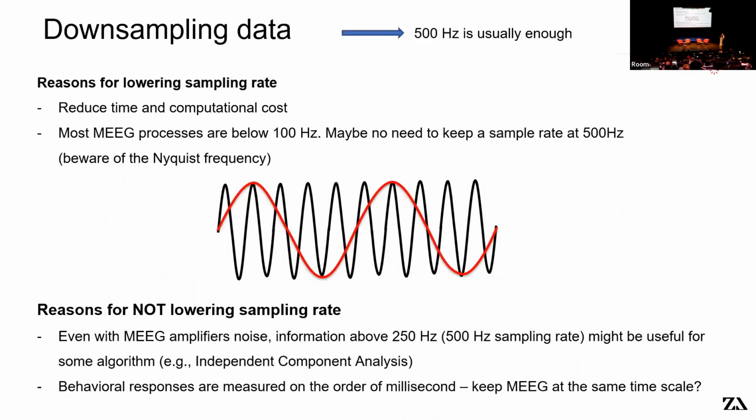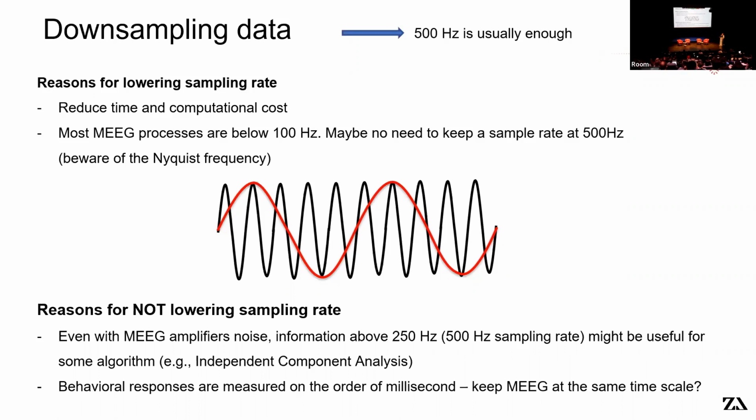Then you might want to downsample your data. So why would you want to downsample your data? Because maybe you want to reduce time and the computational cost. Because if you have data sampled at 1,000 hertz, for example, and you want to run ICA, it takes much longer, of course, than if you have data sampled at 200 hertz. And most MEEG processes are below 100 hertz. So maybe there's no need to keep a sampling rate at 500 hertz. But of course, you always need to be aware of the Nyquist frequency.